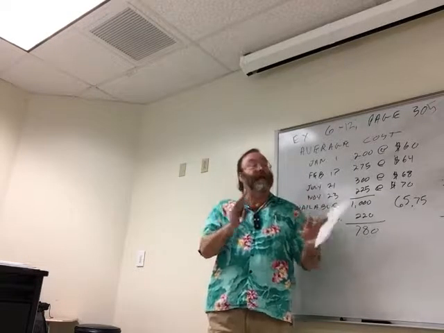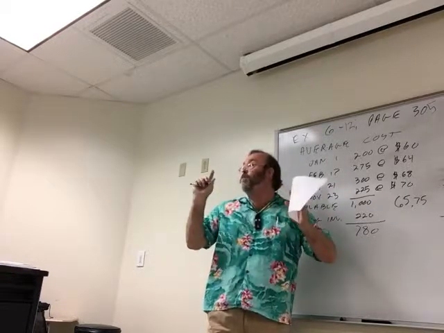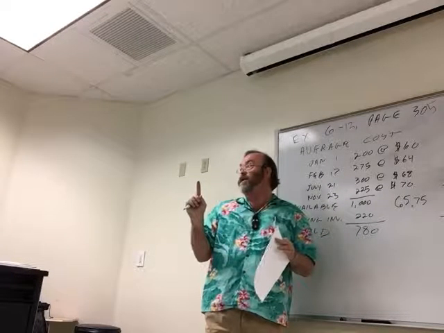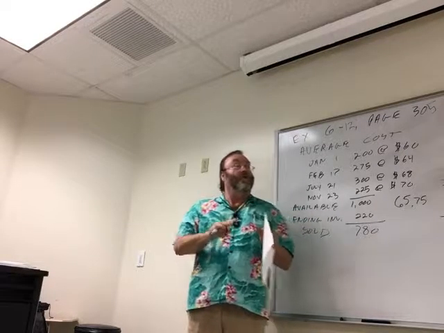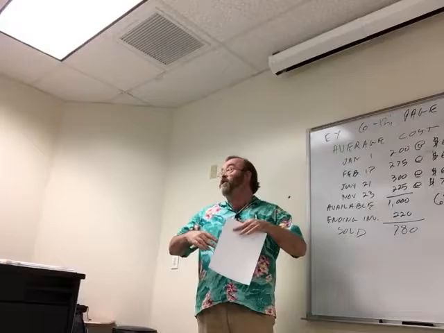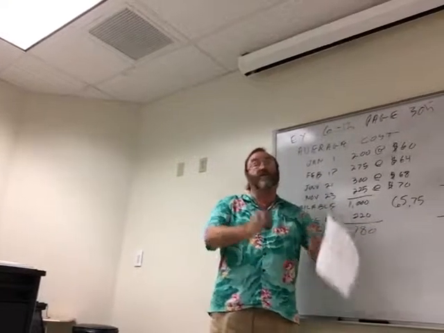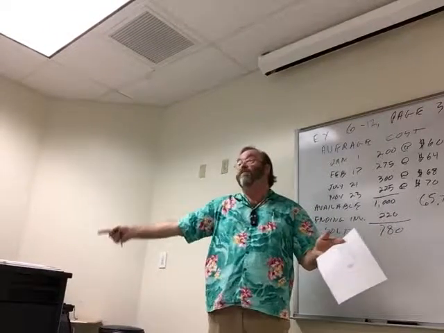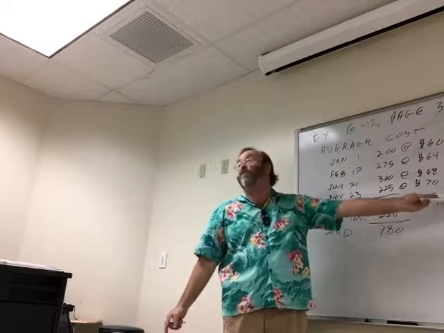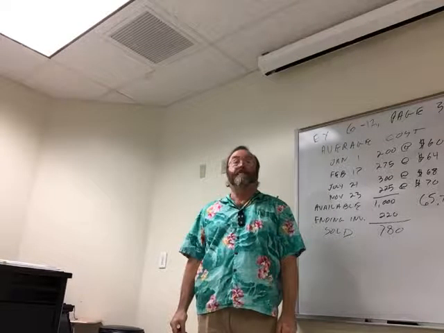So you only at any time have to calculate, under a periodic system, one or the other. How much did you sell, or how much do you still have? Because once you have that one number, you can figure out the other number by deducting it from the total cost of goods available for sale.